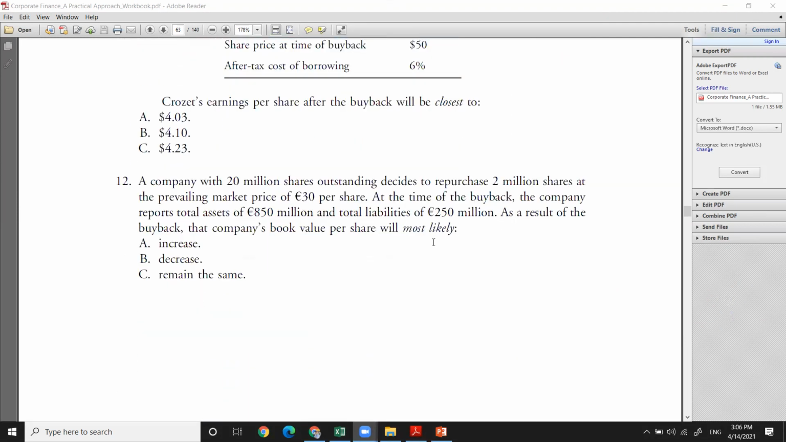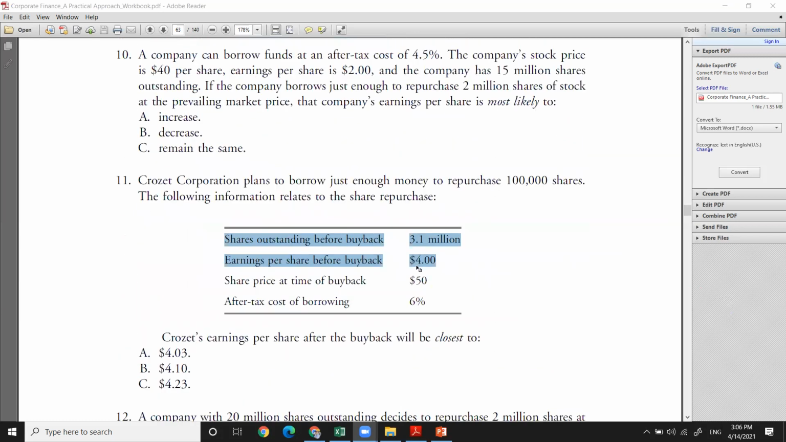Okay, let's go further. The second method, you mean, it's not a method, it's just to show you what will happen to your EPS, whether it will go up or down. We understood it will go up, but by how much, we don't know. We need to estimate.